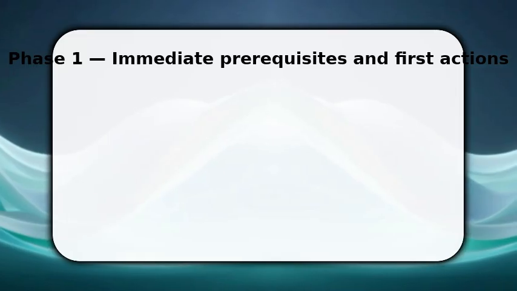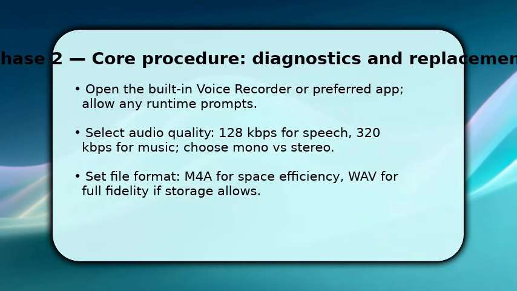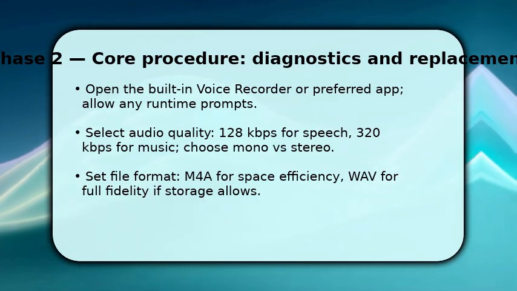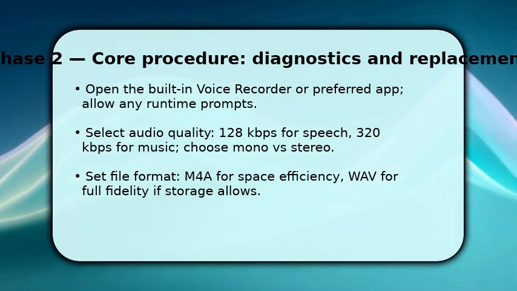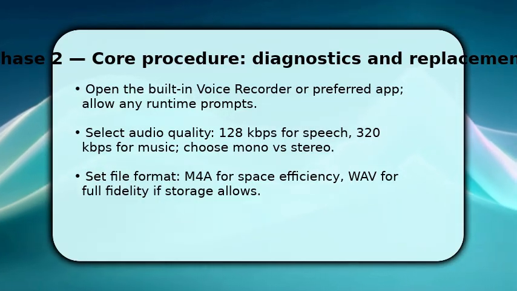You now open your recorder app and accept runtime prompts so it can access mic and storage. Tap Settings and pick Audio Quality. 128 kbps is clear for speech, 320 kbps or WAV if you need music fidelity. Choose mono to save space or stereo for 2-channel detail.